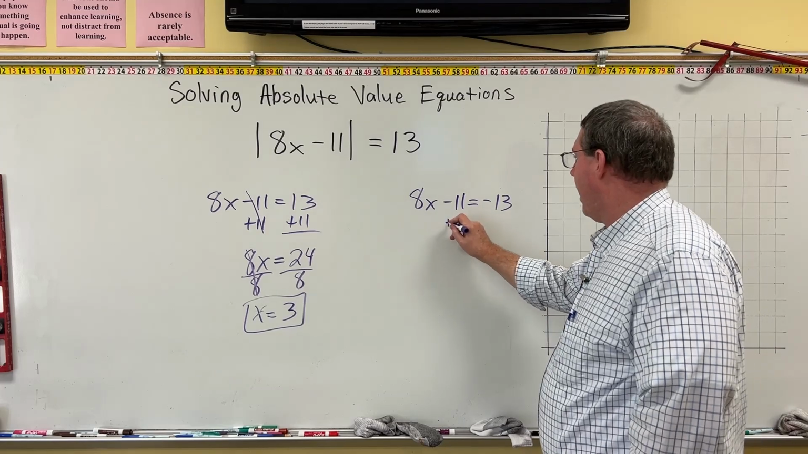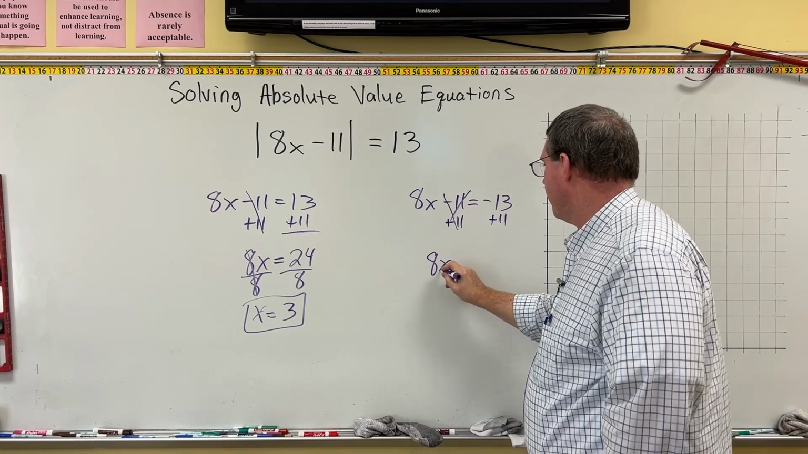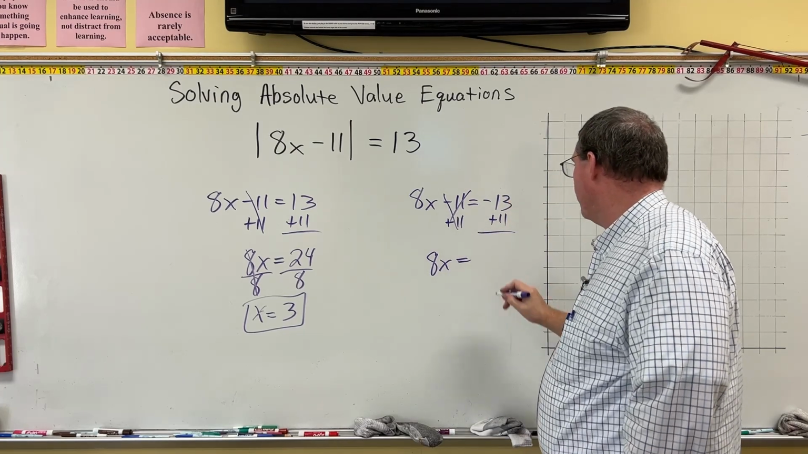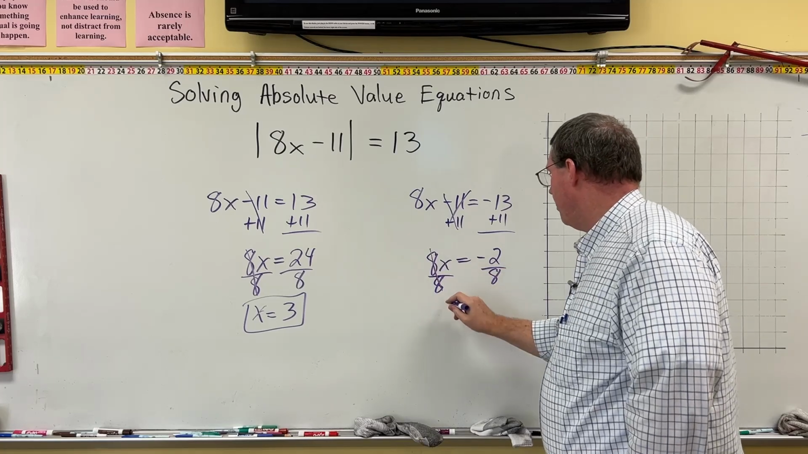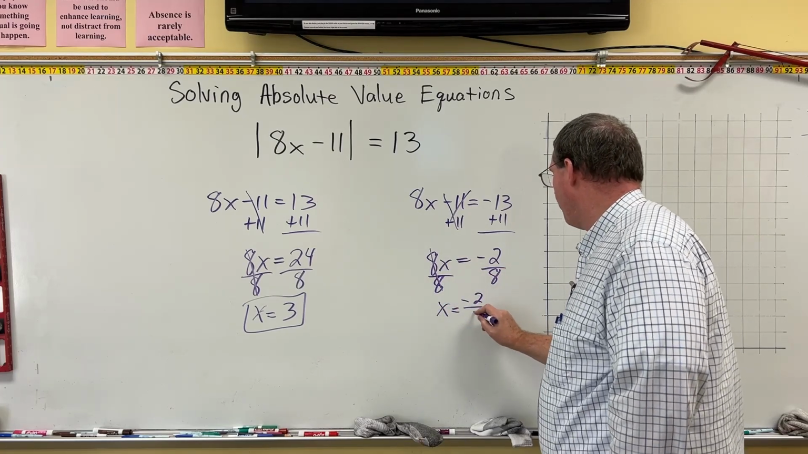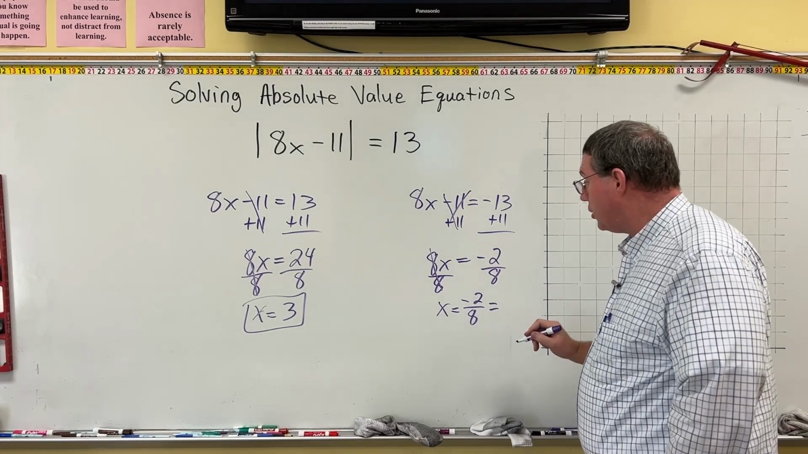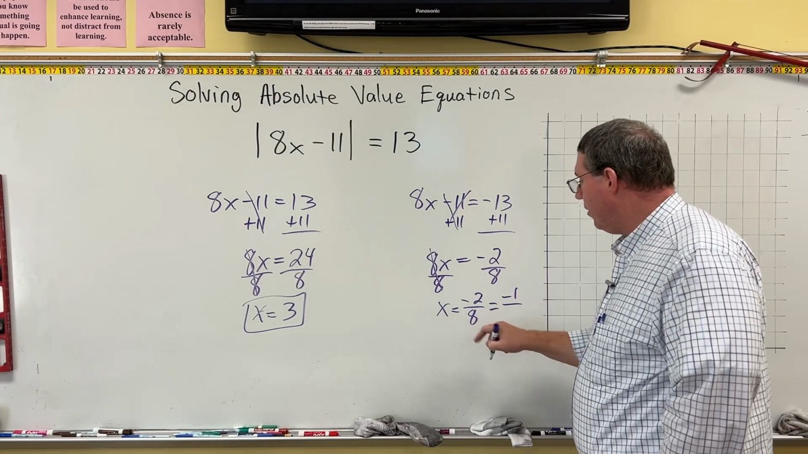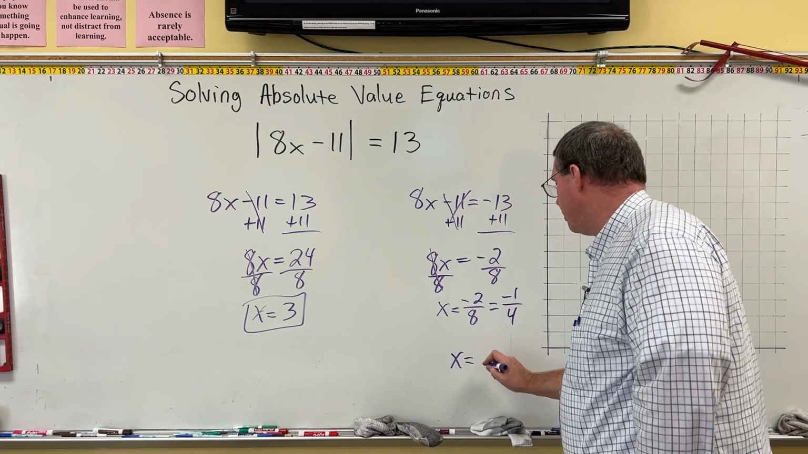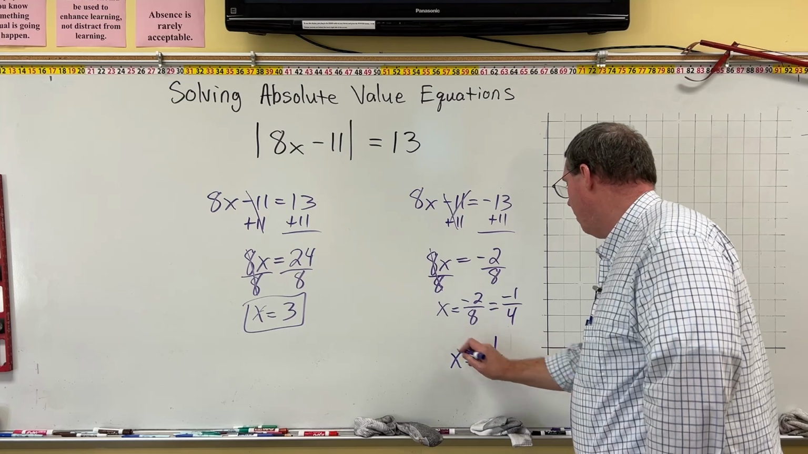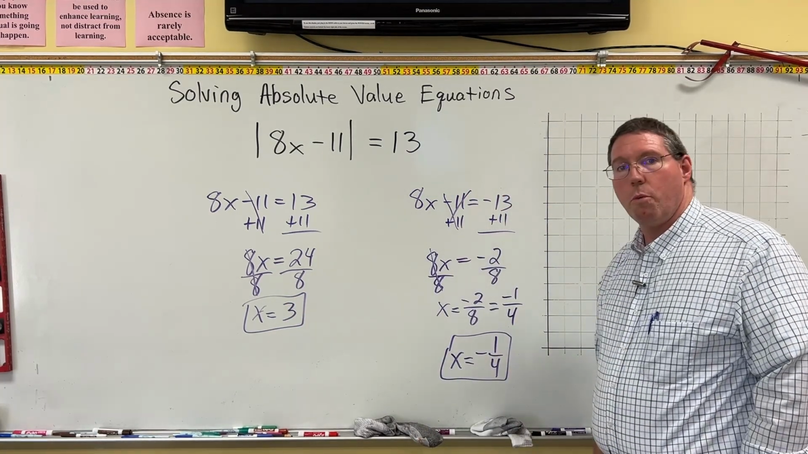Over here, we're going to add 11 to both sides. It's going to cancel, and we're going to get 8x is equal to negative 13 plus 11, which is negative 2. Now we're going to divide by 8 on both sides, and we get x is equal to negative 2 over 8, which can be reduced. The numerator, negative 2, can be divided by 2, which gives us negative 1. And the denominator can be divided by 2. 8 divided by 2 is 4. And so the other solution is x is equal to negative 1/4. And so our two solutions are 3 and negative 1/4.